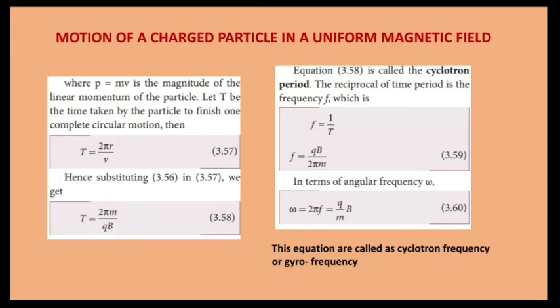So f is qB by 2πm. So substitute this value into omega is equal to 2πf. When we substitute the value of f, the 2π cancels. So now we find omega is equal to qB by m. Then we get the result omega is equal to qB by m. This equation is called the cyclotron frequency or gyro frequency.